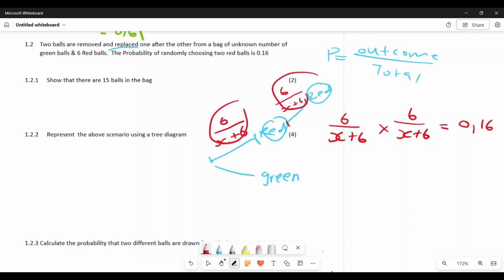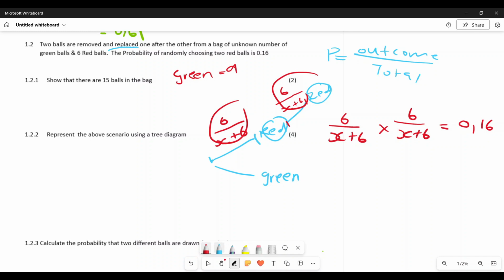And now making use of this formula, I'm going to try and prove that there are 15 balls. To do that, I must prove that my number of green balls is 9, because 6 are red. In order for the total to be 15, I need 9 green balls. Now let me simplify this.